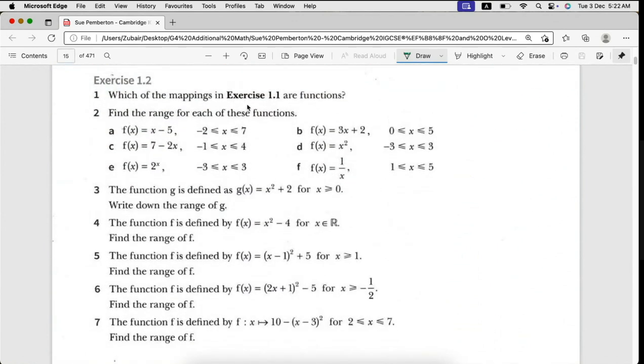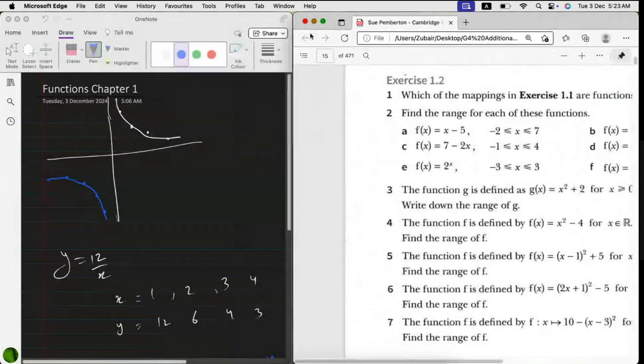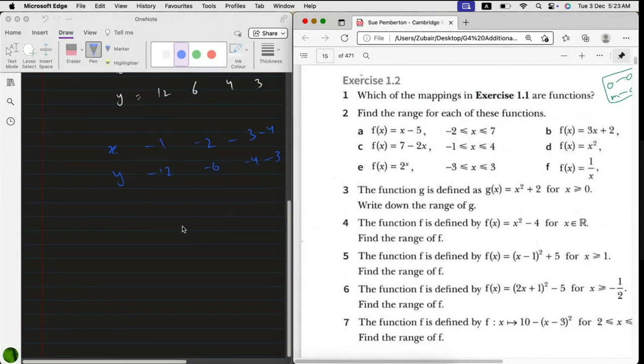Which of the mappings in exercise 1.1 are functions? So all the one-to-one and all many-to-one were functions, and one-to-many were not functions. Number two, find the range for each of these functions. Okay, range of functions.